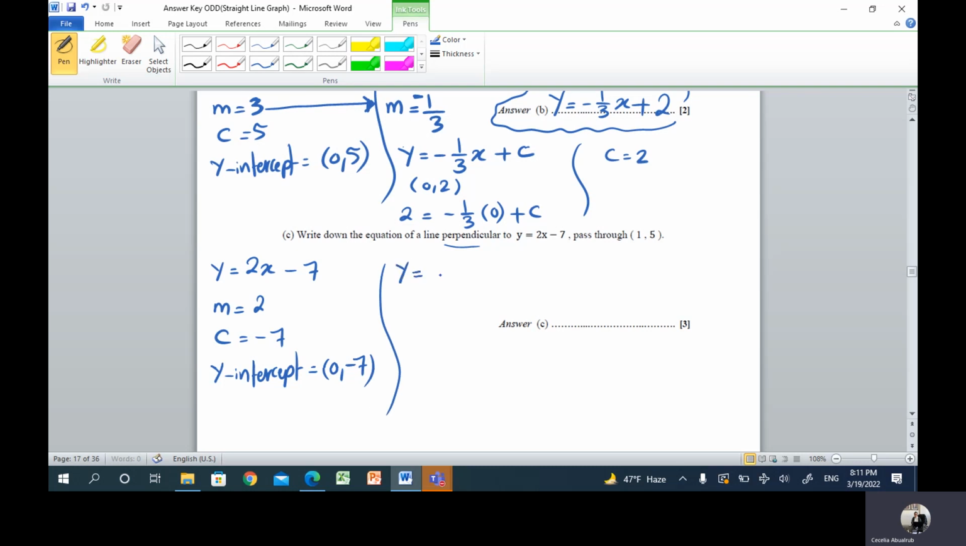So it's unknown. I will write it as y equals mx plus c. Based on the given information, it's perpendicular to this line, and perpendicular lines do not have the exact same gradient. It's the reciprocal. So instead of 2, it will be 1 over 2, and the opposite sign of this gradient, so it will be negative 1 over 2. So I know half of the equation now: negative 1 over 2x plus c.